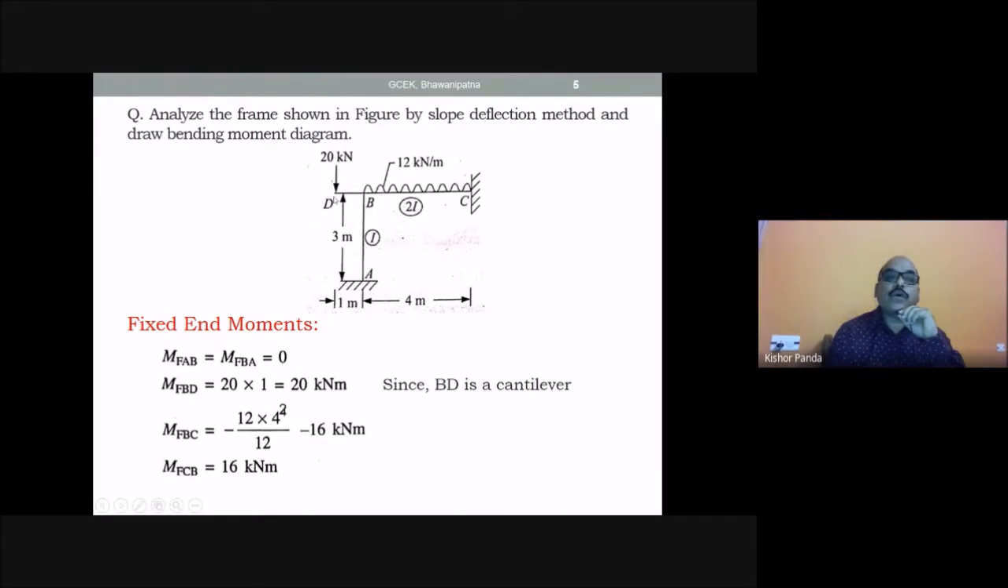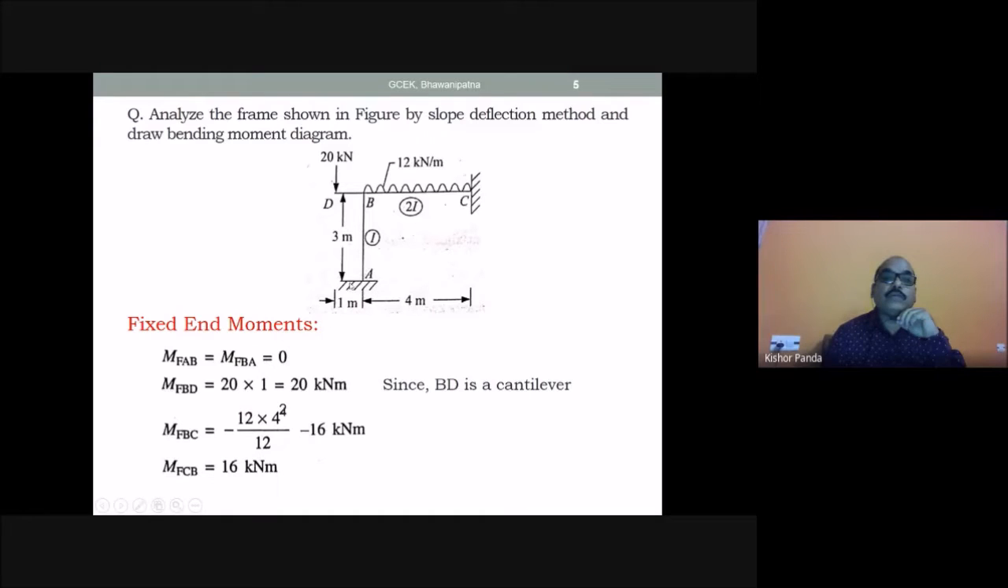One point load of 20 kilonewton is present at D, and on the span BC there is a uniformly distributed load of 12 kilonewton per meter. What are the steps? First you have to find the fixed end moments. Here you see, in the vertical member AB, there is no loading on the vertical member.